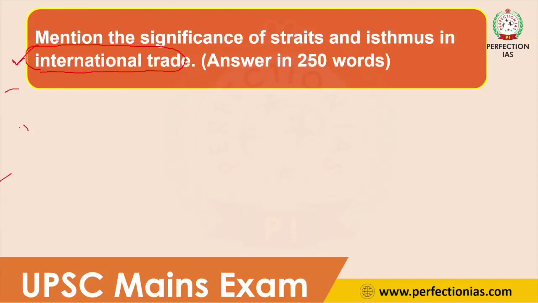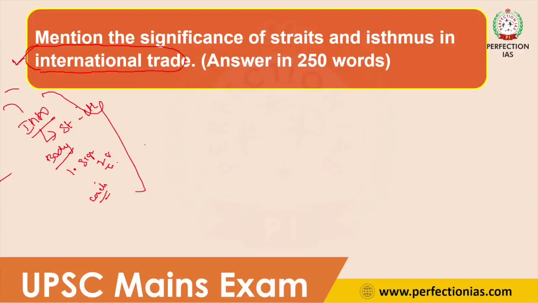For this question, you have to write an introduction. In the introduction, you can explain straits and isthmus in simple terms. After that, you have to write the body. This question contains only one part, that is the significance part. Under that you can write around 7 to 8 points with examples. Then last is the conclusion. You can conclude this question by writing some other significance of straits and isthmus. So this should be the structure of your answer. Now let us move on to the introduction part.